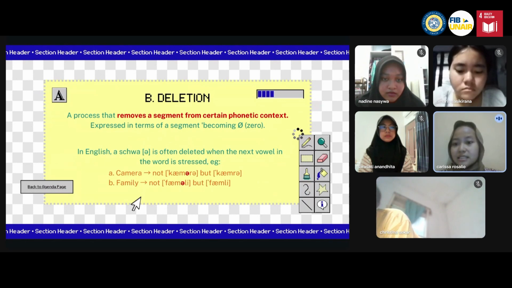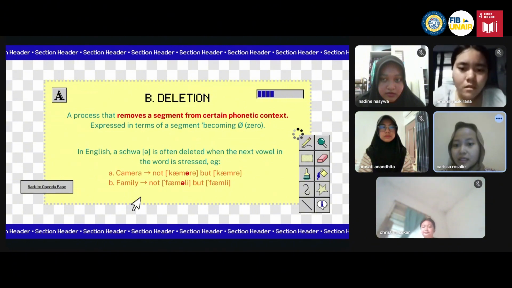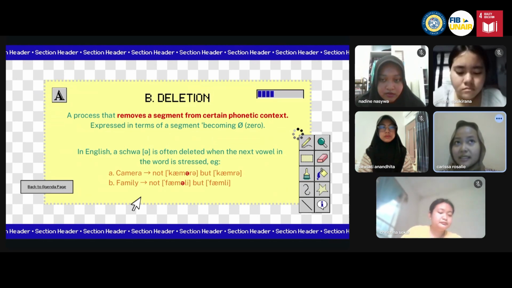Okay, the second one is deletion. Deletion is a process that removes a segment from a certain phonetic context. It is expressed in terms of a segment becoming zero, or completely missing. In English, a schwa is often deleted when the next vowel is the word stress.